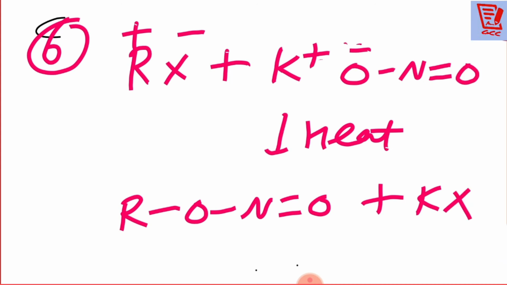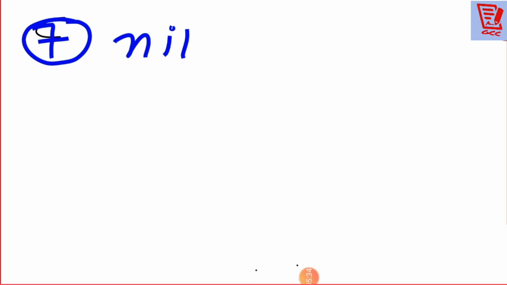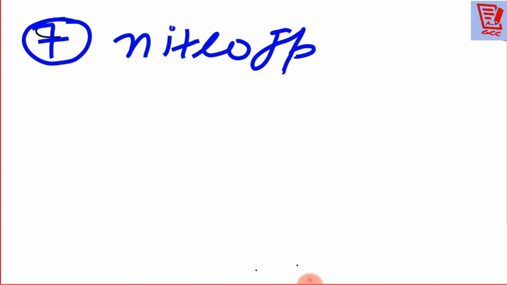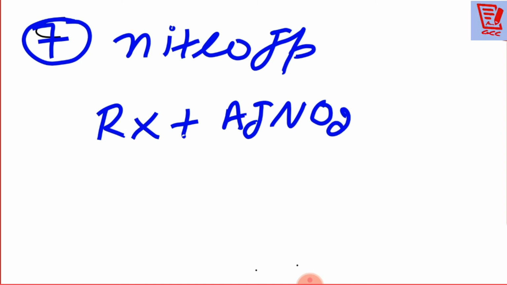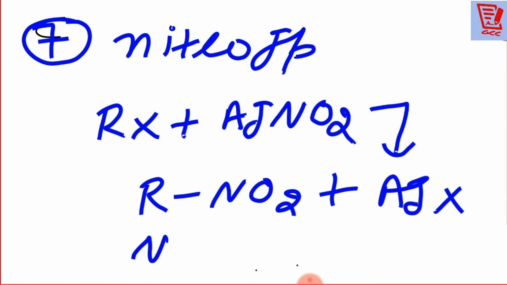And what will be its name? This is known as alkyl nitrite. What do you call it? Alkyl nitrite. Then after that, in the same way, these reactions are very simple. Number 7, in the 7 we have the replacement with the nitro group, and when the nitro group is there, RX plus AgNO2, then it becomes RNO2 plus AgX. Its name is nitroalkane.